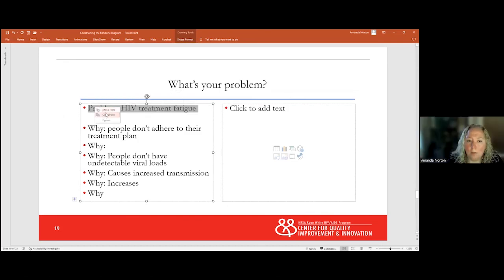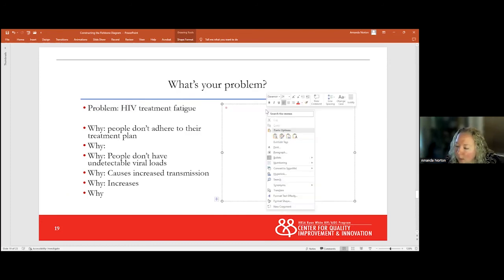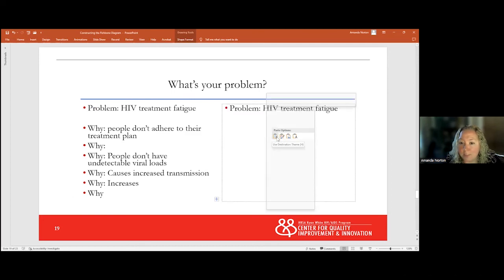Okay. So I see substance use can also be an issue, trauma, diagnosis, fatigue on medications is also an issue. So there's a lot, and some of those we're getting at are causes. The effect is we have treatment fatigue. People don't adhere to their treatment plan.